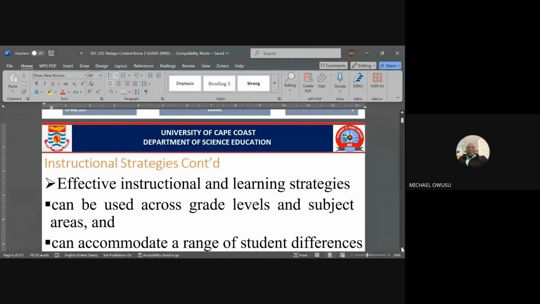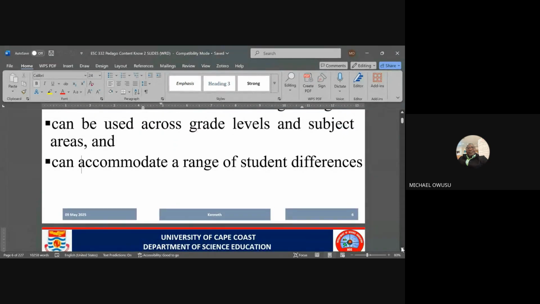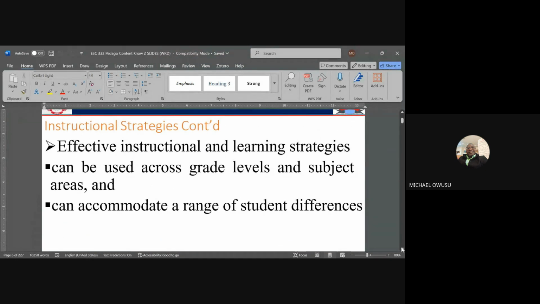Effective instructional and learning strategies can be used across all levels and all subject areas. You can also accommodate all ranges of students, irrespective of their differences. So if you are talking about effective instructional learning strategies, one, it can be used at all levels, from preschool up to the tertiary level.